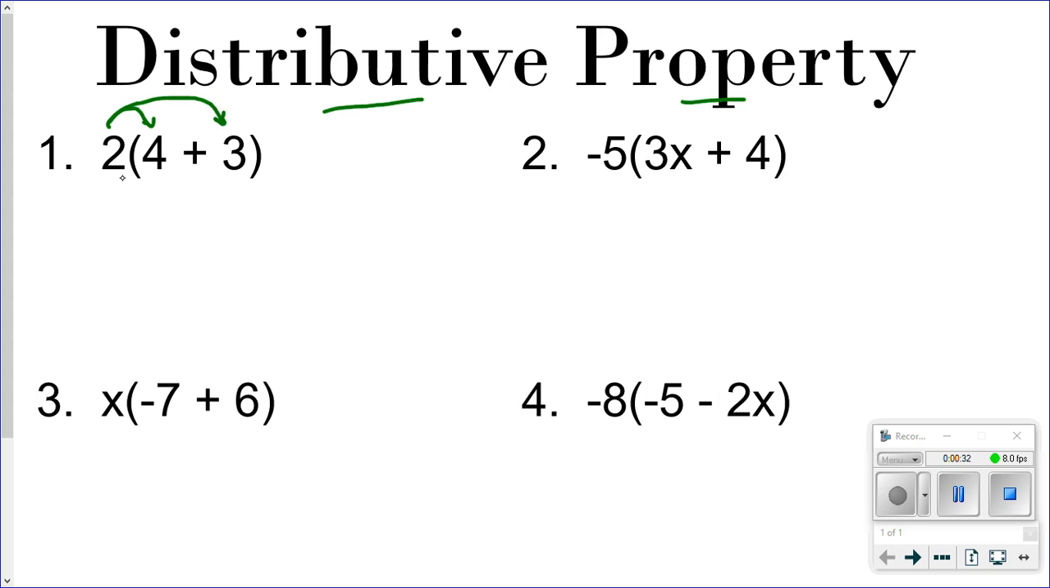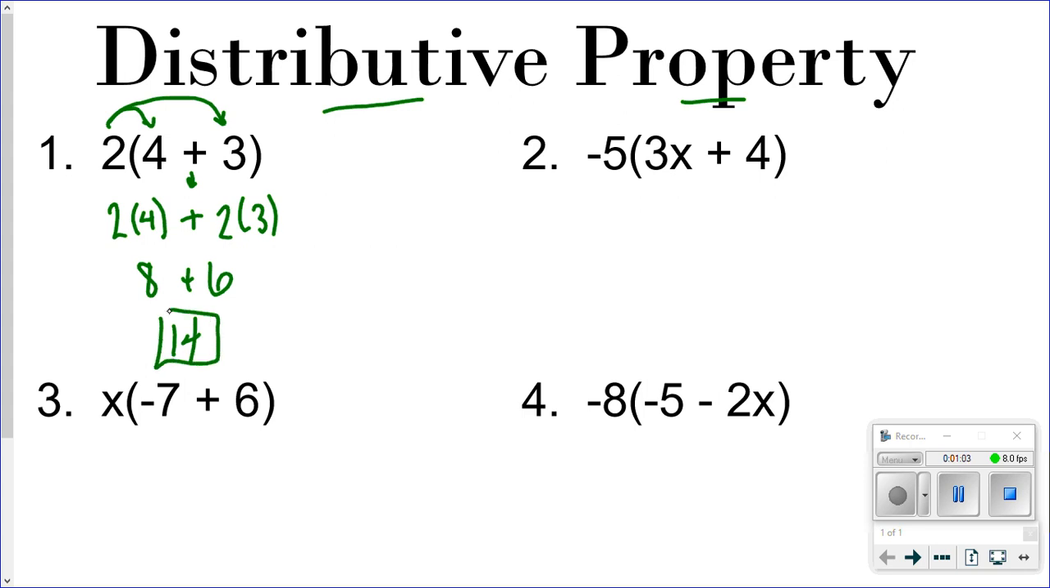So first one, we're going to take our 2 and distribute it to our 4, and take our 2 and distribute it to our 3. So we have 2 times 4, and then we have 2 times 3, and then you're going to keep whatever sign you have right in between your two terms, plus. And then you're going to go ahead and simplify from there. Our order of operations says that we need to multiply first, so 2 times 4 is 8, and 2 times 3 is 6, and then 8 plus 6 is 14.